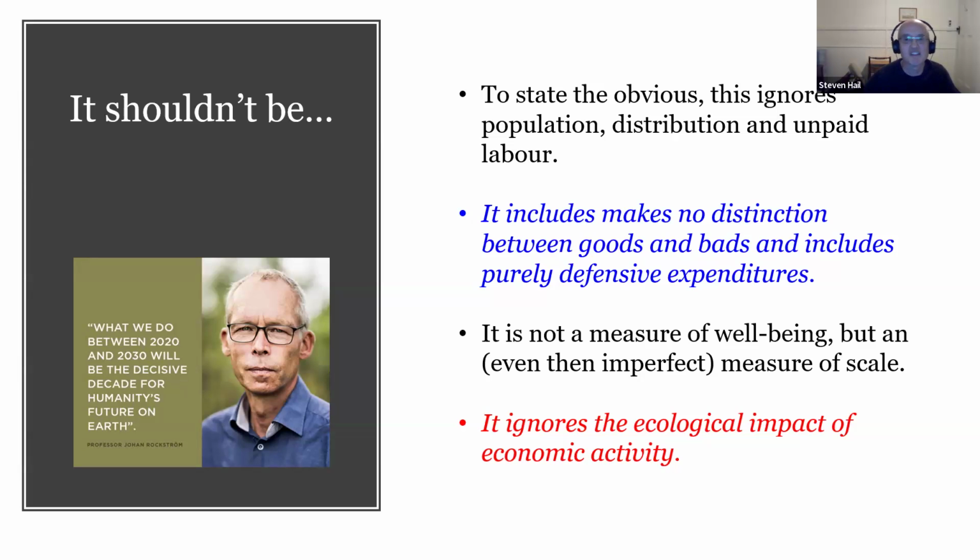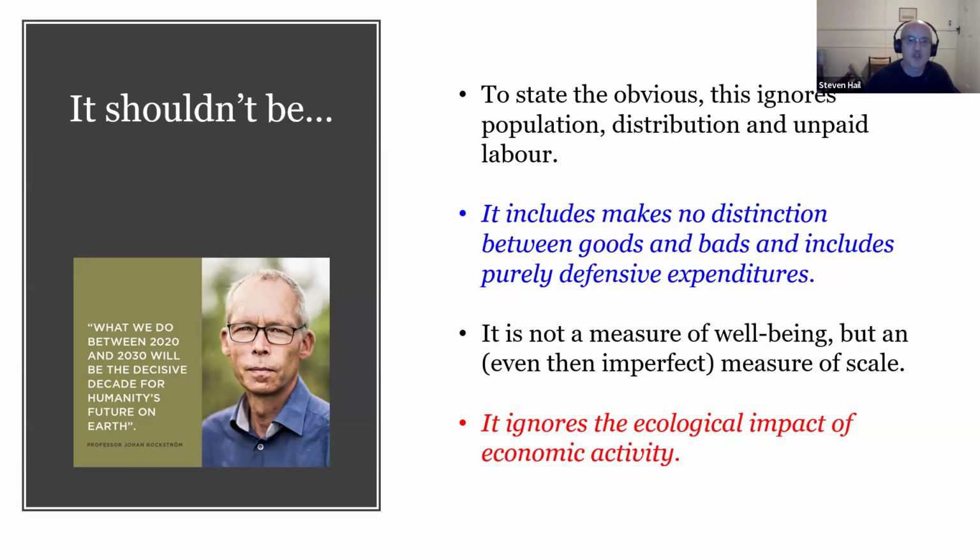It's far from a measure of well-being, as Simon Kuznets, one of the pioneers of national income accounting, said back in the 1930s. That wasn't the original aim of the national income account anyway, but it is commonly treated as though it is a measure of well-being or economic success. It's a measure of the scale of our economic activity. Even then, it's not a perfect one, for reasons I'm not going to go into now. Most importantly of all, it ignores the ecological impact of economic activity. And that's something that shouldn't be the case in this decade.